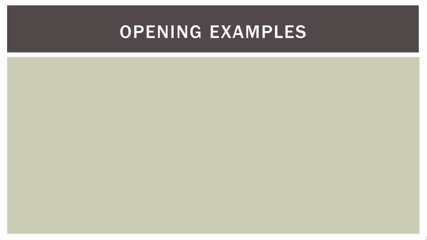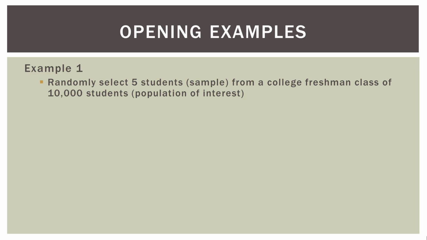So here are some opening examples. These are just examples I came up with off the top of my head that sort of introduce why we have these two different distributions. So here's our first example. We randomly select 5 students, that'll be our sample, from a college freshman class consisting of 10,000 students. So this is a large state university. The freshman class has about 10,000 students in it, and we're going to randomly select 5.